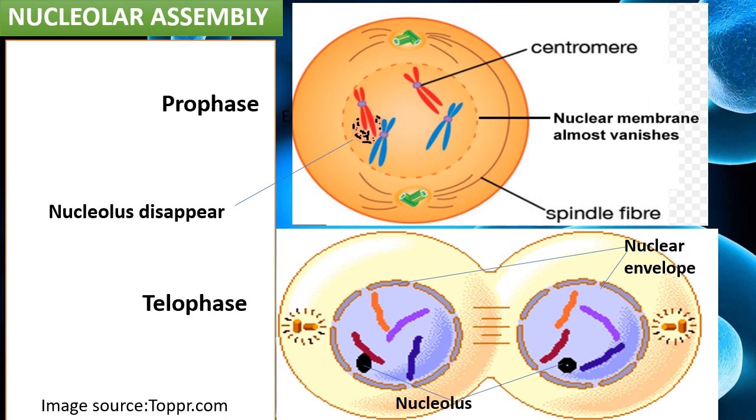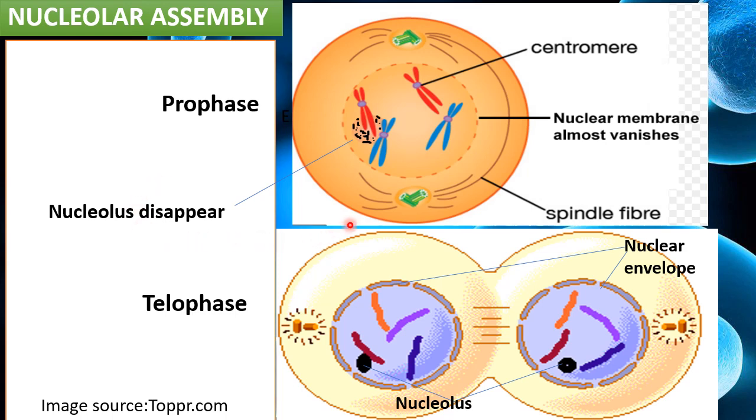Let us have a look at the nucleolar assembly process. I have already mentioned that the nucleolus is a dynamic structure. That means during various stages of the cell cycle, its formation and breakdown take place. As we can see in this diagram, during the prophase of the cell cycle, the nuclear envelope disappears. Along with it, the nucleolus also disappears.